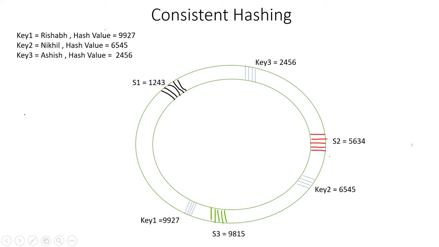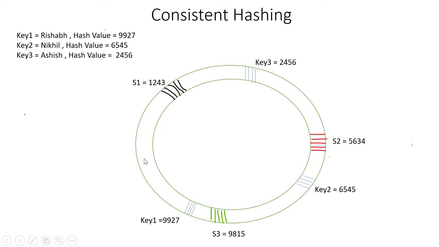Now, what we do in consistent hashing is we assume that each key that is coming should get mapped to its next greater value server. For example, if the key is 2456, it should get mapped to the next greater server. So next greater server here is 5634. So this key will get stored into this server. Similarly, key 2 will get stored in S3, which is 9815. Now key 1 value is 9927. So there is no next greater server.